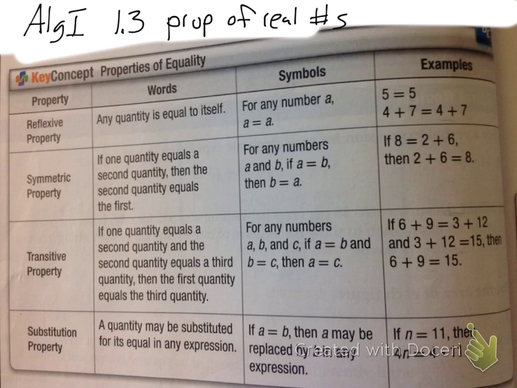And the substitution property says that you can substitute any value for its equal expression or value. If x is equal to 2, that means I can put a 2 anywhere I see an x, or an x anytime I see a 2. That can go both ways.